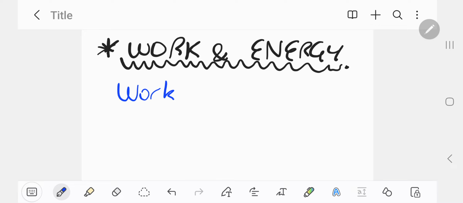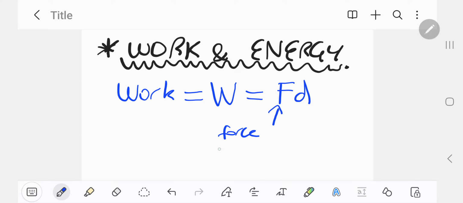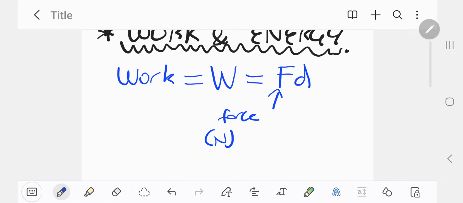So work in physics basically means how much force you need to move something a specific distance. Work is given the symbol capital W, typically, and it's equal to Fd, where F is force, measured in SI units of newtons, and d is distance, measured in meters. So work is force times distance. The more force you apply to an object, the more work is being done on the object. And sometimes they replace d with little lowercase s for displacement.